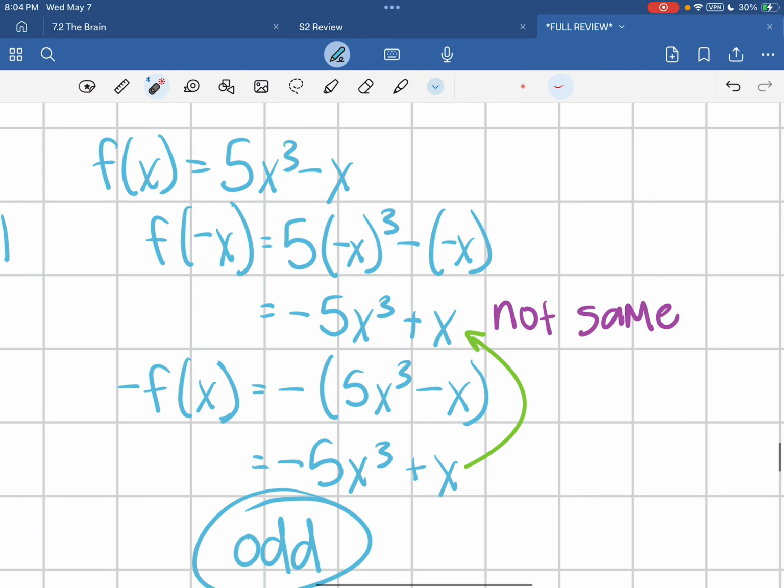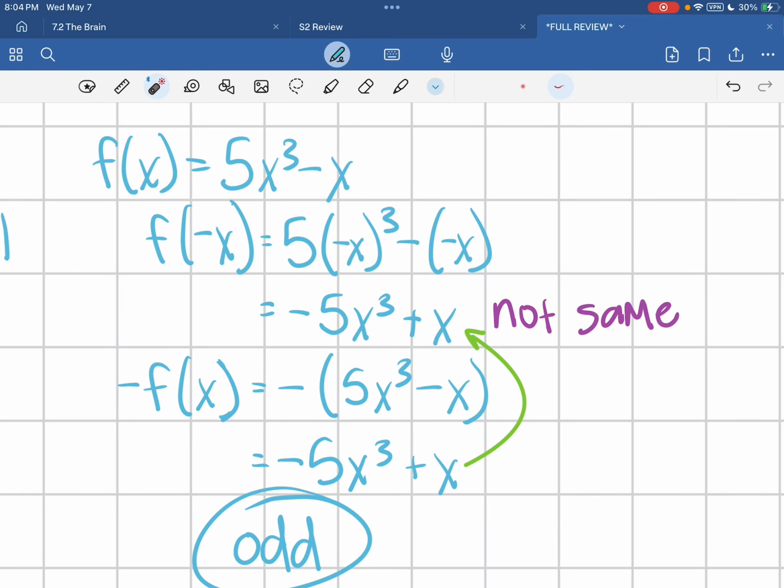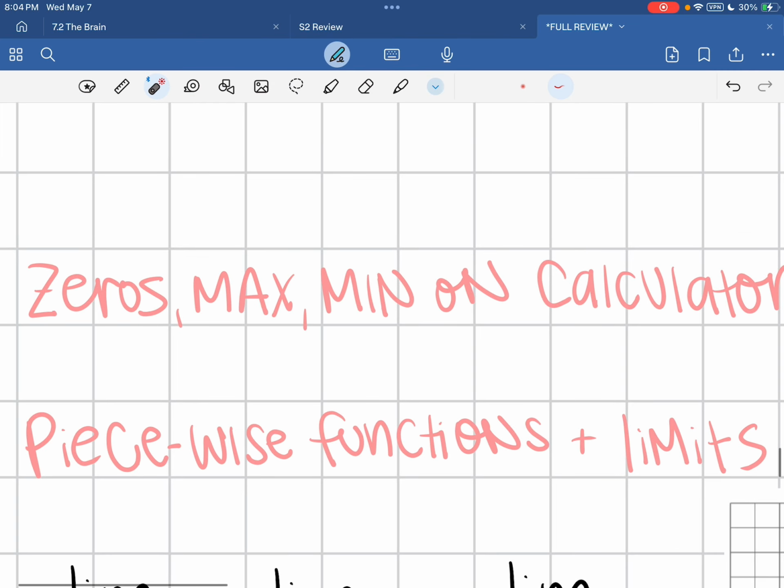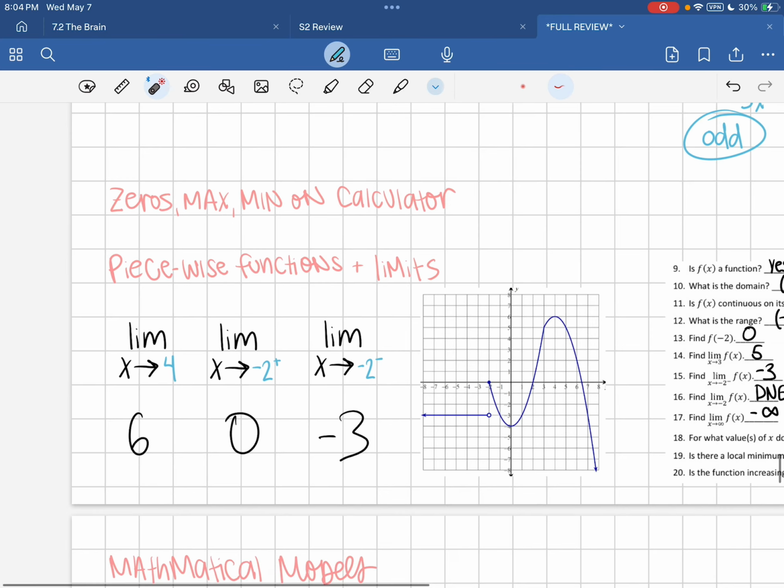Over here, I first made all of these x's negative, which spit out this function, and this is not the same as this function. So I went on and did the negative of the function. And when I did that, it spit out this, which is the same as this, making the whole thing odd. The next thing is make sure you know how to do zeros, maxes, and minimums on your calculator. And then piecewise functions and limits.